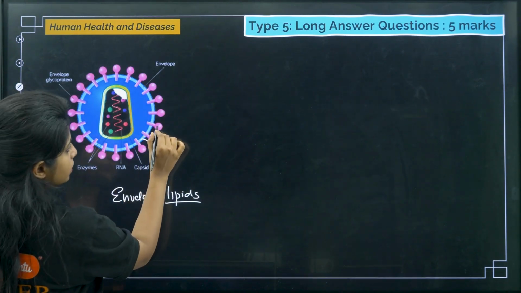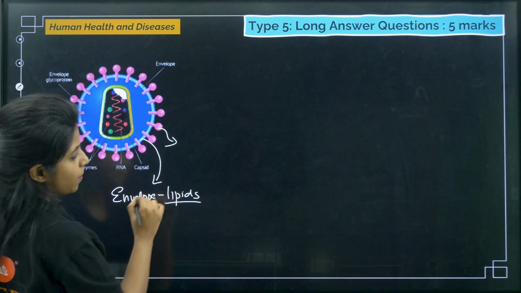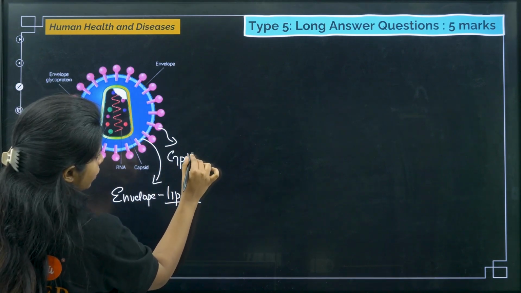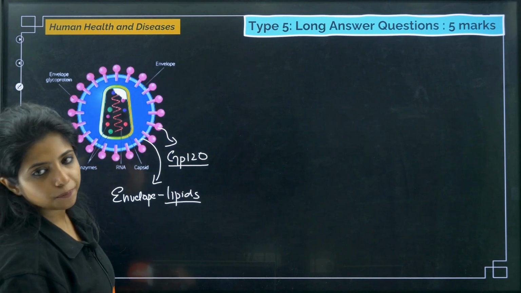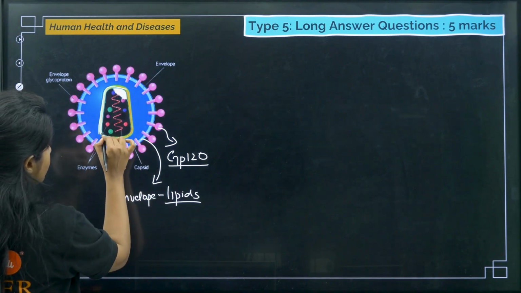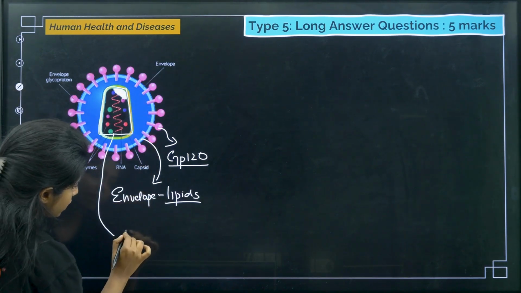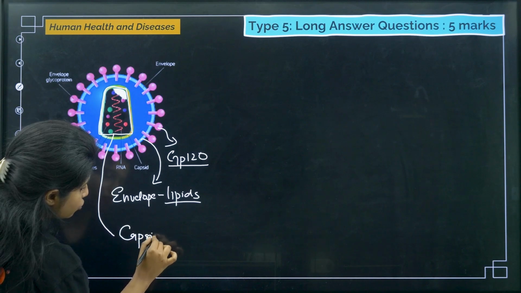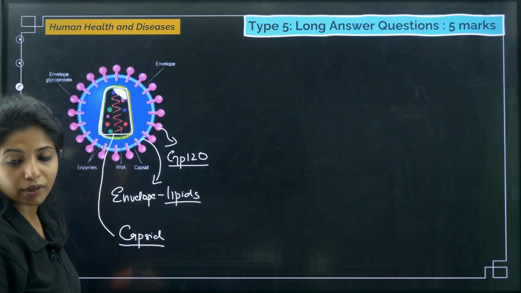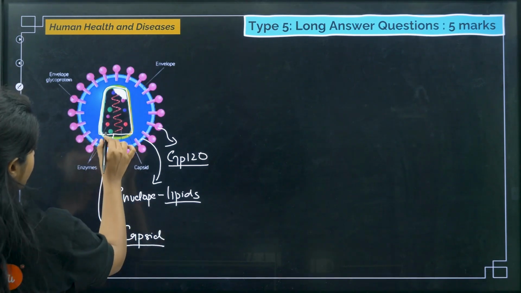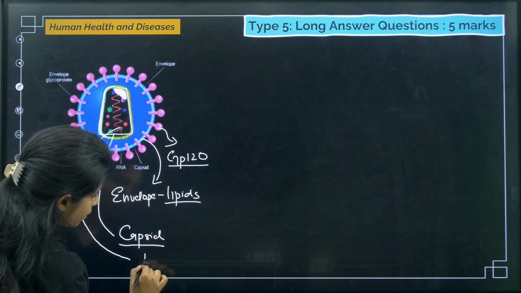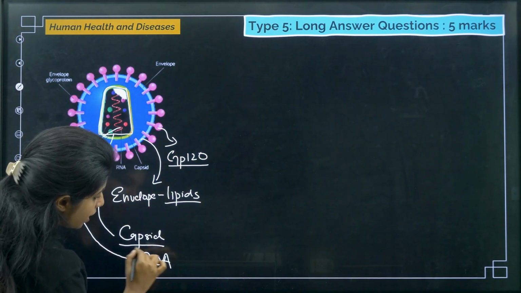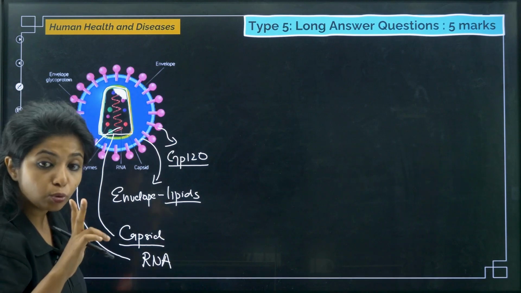Now over it you see things that look like lollipops. This is known as glycoprotein 120. This is a protein, you call it GP120. And inside this you see one very tough covering which is known as the capsid. All viruses usually have a capsid. And inside the capsid you will find the genetic material. It's RNA. They have two single stranded RNA.